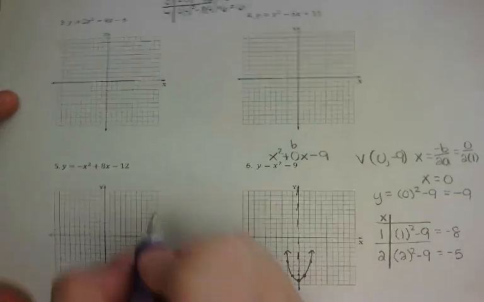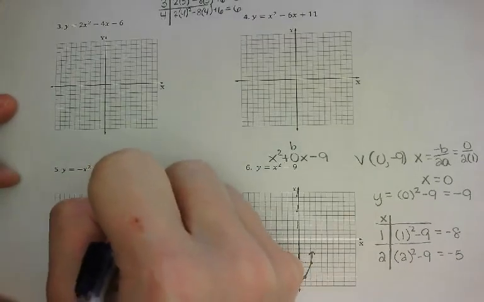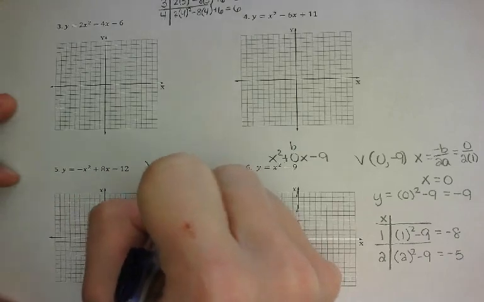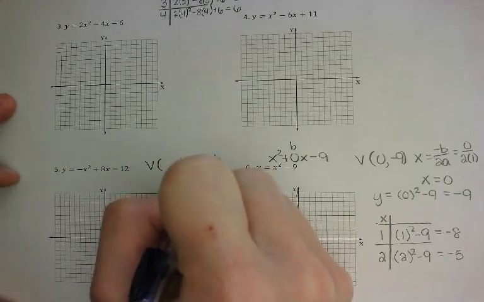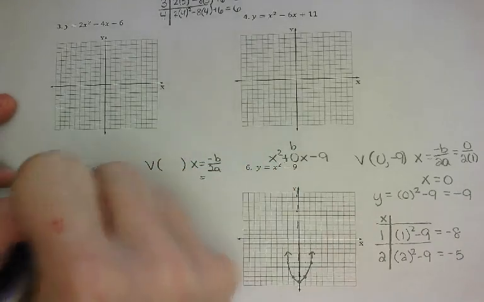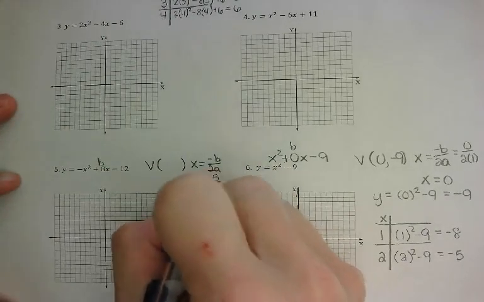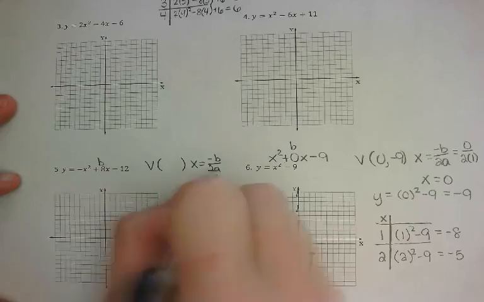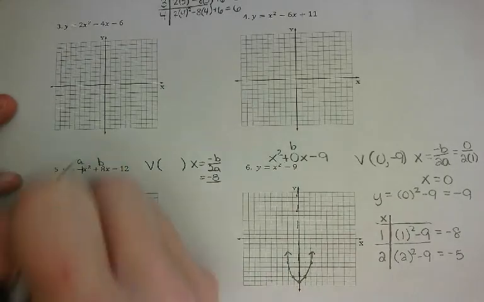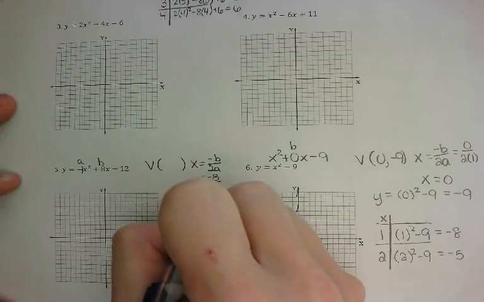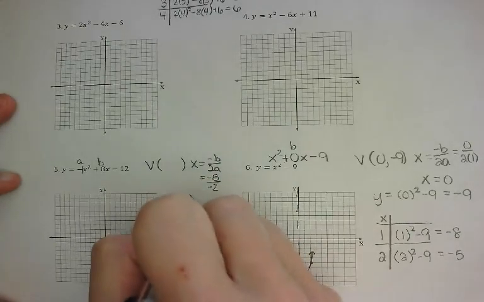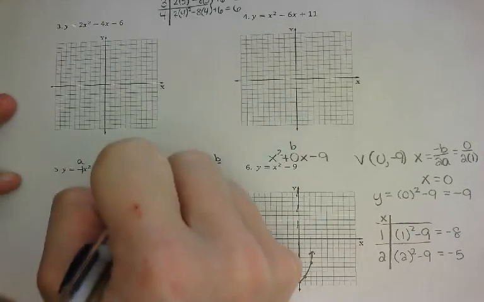All right, last one. Let's try number 5. So the vertex, the X coordinate is negative B over 2A, or the opposite of B. So we're going to do the opposite of positive 8, which is negative 8. I'm going to do 2 of the A's. Well, the A is negative 1, so 2 of the A's is going to give us a negative 2. And that's going to simplify down to an x-coordinate of 4.